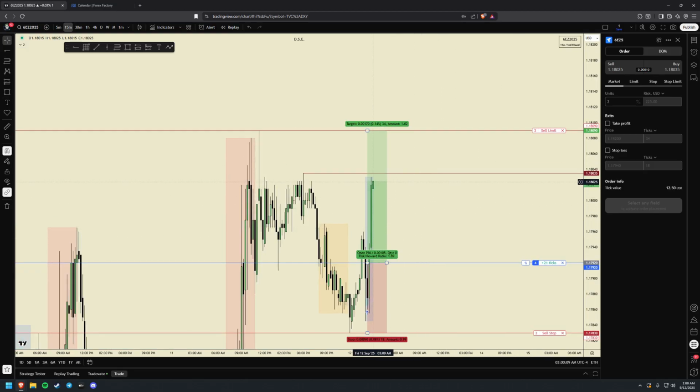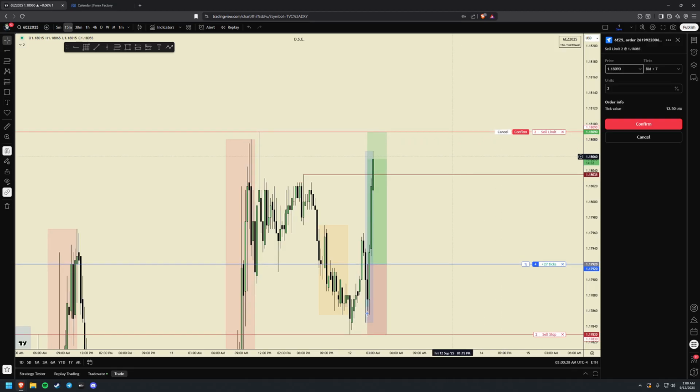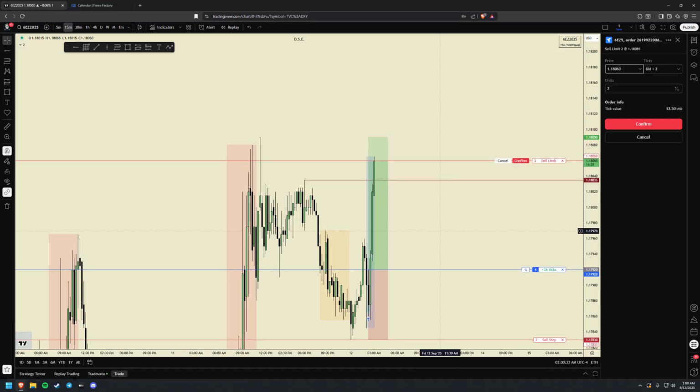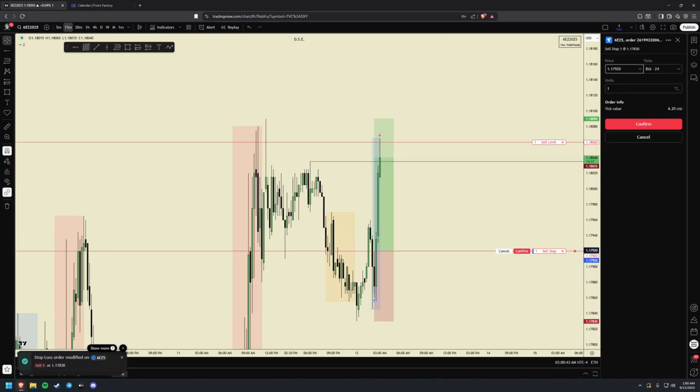I want to see it just boom, skip through. Don't even go on the high, just close past it. Alright. There we go, that's what I wanted to see. I'm gonna go ahead and take 2 off there. If it punches back up, it's 1 contract off. Go ahead and move stops to break even here.